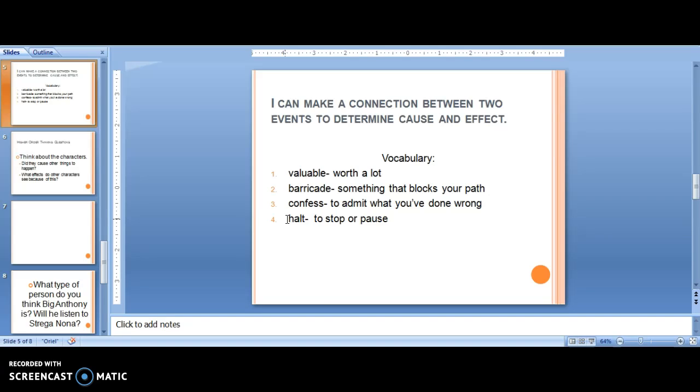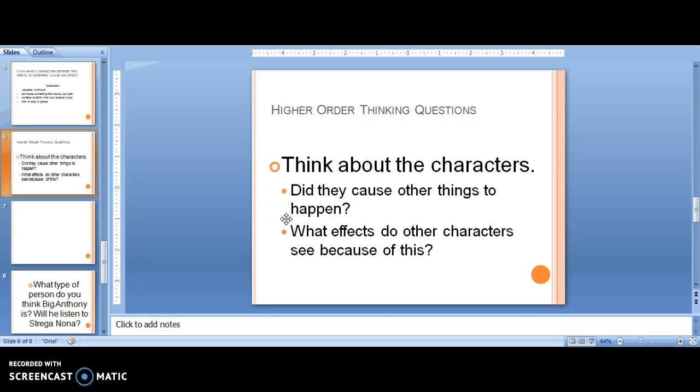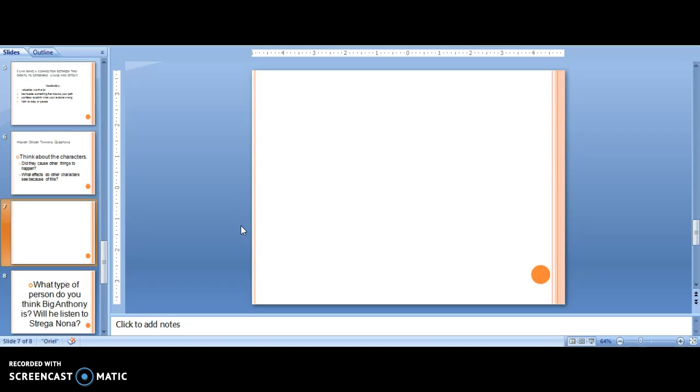When you're listening to the story and come across these words, if you don't remember them or you're not sure what they mean, please come back to the PowerPoint to see the definition. Our higher order thinking questions for this story is that I want you to think about the characters. Did the characters cause other things to happen? And what effects do other characters see or notice because of this?